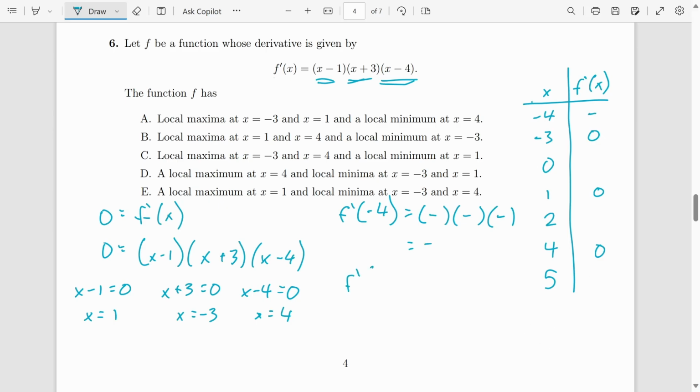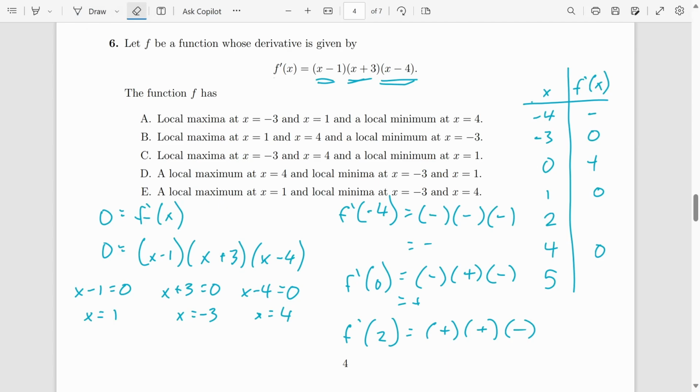Now f prime of 0, that's going to be the same thing. We've got our three parts being multiplied. So 0 minus 1 is negative. 0 plus 3 is positive. 0 minus 4 is negative. That's going to end up being positive. Next one, f prime of 2. We have our three things. 2 minus 1 is positive. 2 plus 3 is positive. And 2 minus 4 is negative. This is going to end up being negative, so we'll put a negative up there.